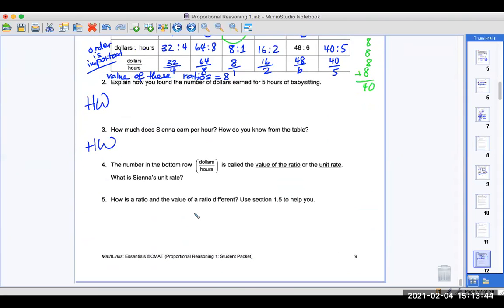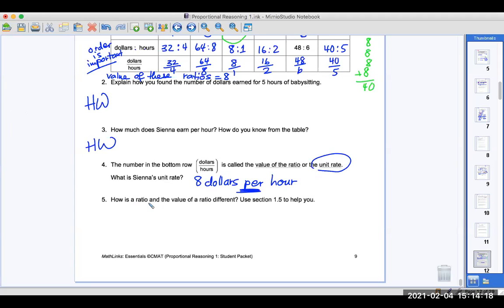What is Sienna's unit rate? $8. Dollars. $8 per hour. Anytime the word per appears, like miles per hour, dollars per hour, that's called a unit rate, right? This here tells me that, okay?